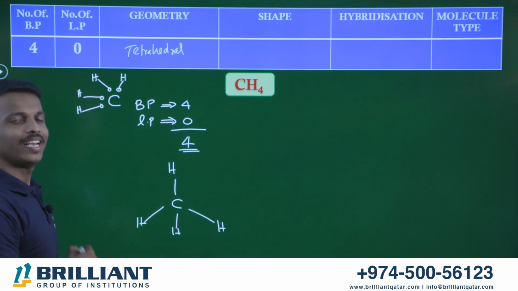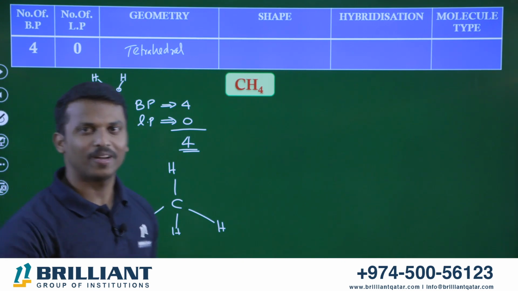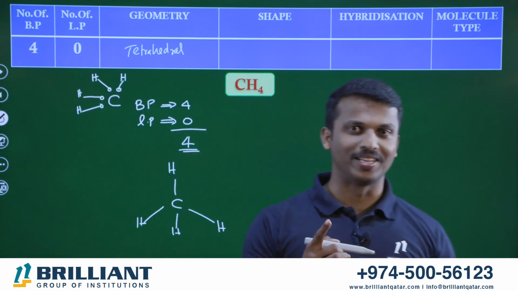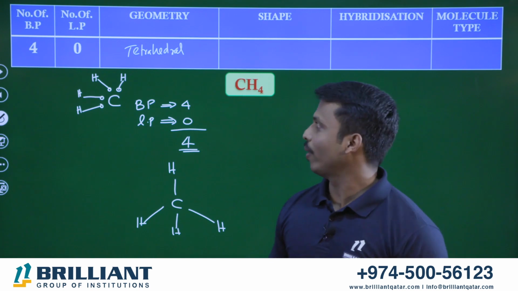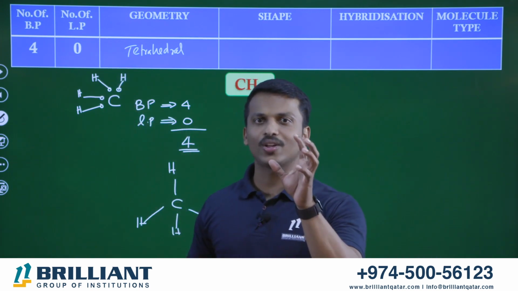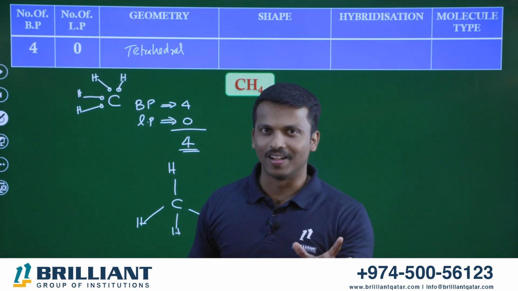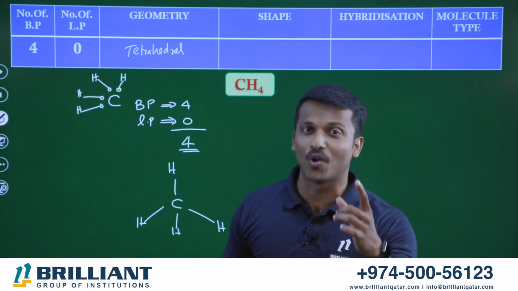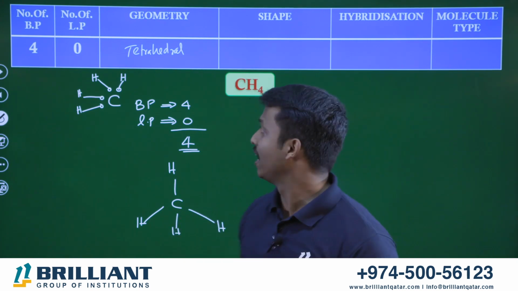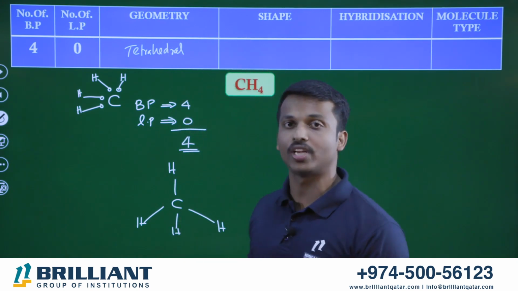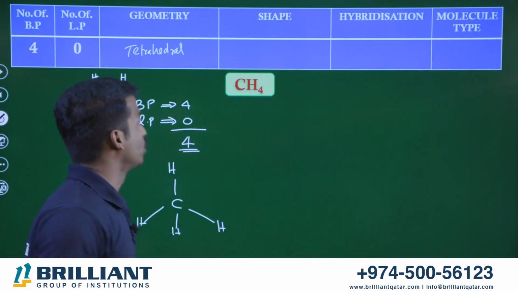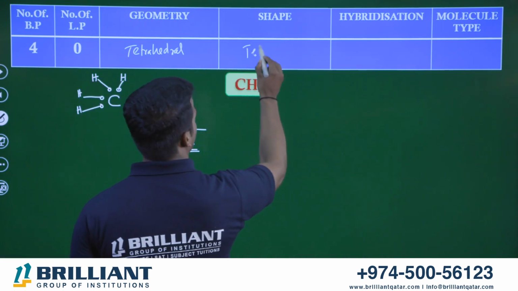Dear all, what is the shape here? Anyone remember? You can answer. Because I told you, when the system contains 0 lone pair, we studied that its geometry and the shape both are equal. So here it is tetrahedral, here also tetrahedral.